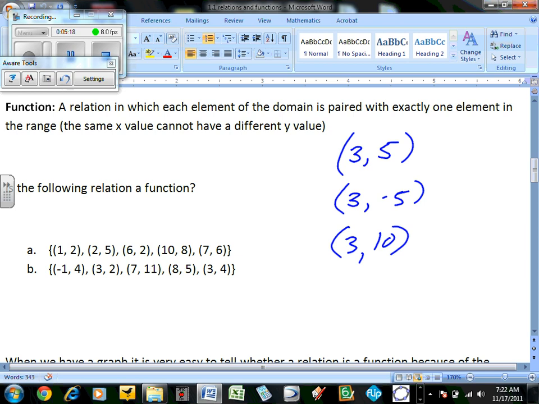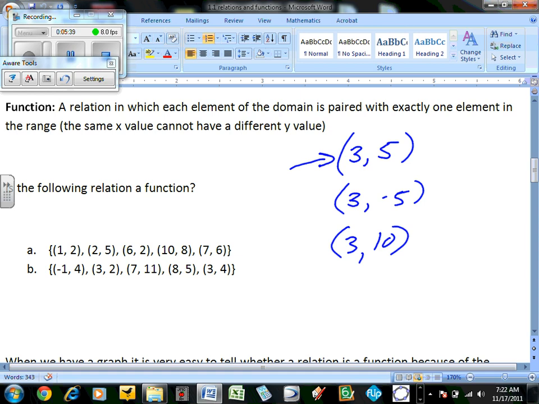That's a relation. The difference between a relation and a function is that a function has one exact y value for every x value that you have. So if it is a function, if I get (3, 5), every time I plug in 3, I better get 5. And that's what it means to be a function. Every function is a relation, but not every relation is a function.